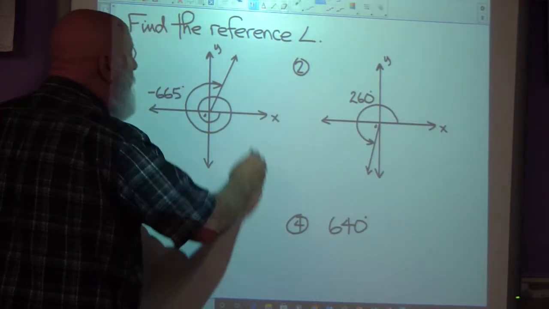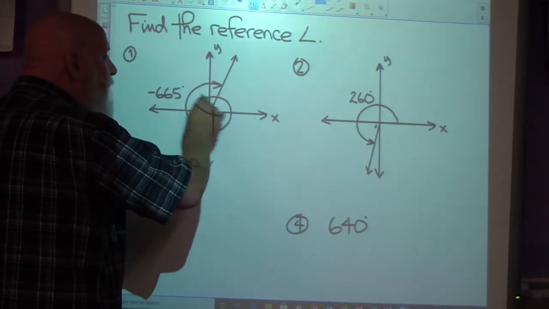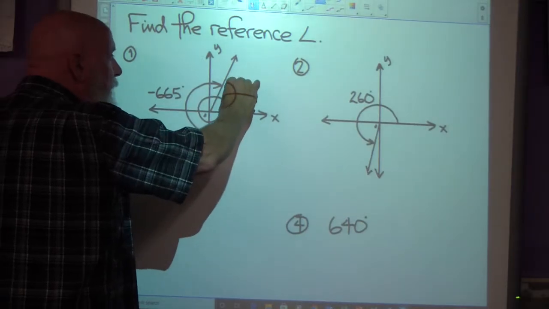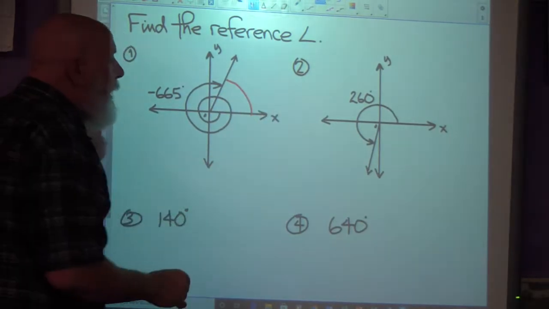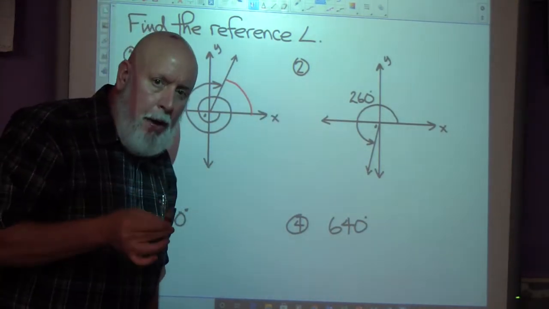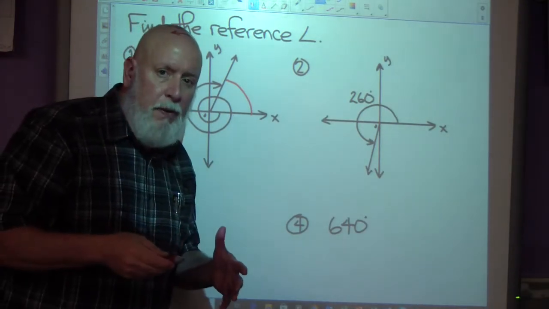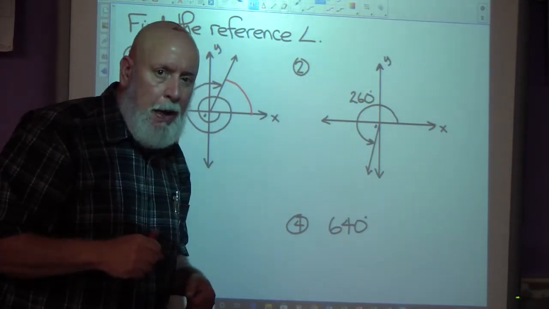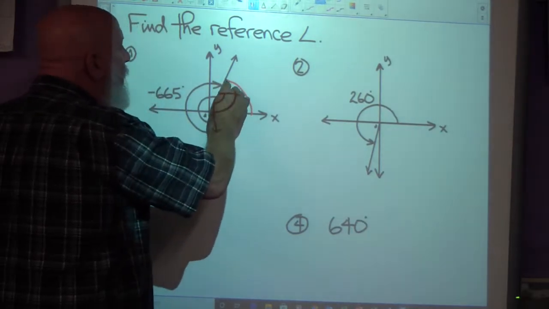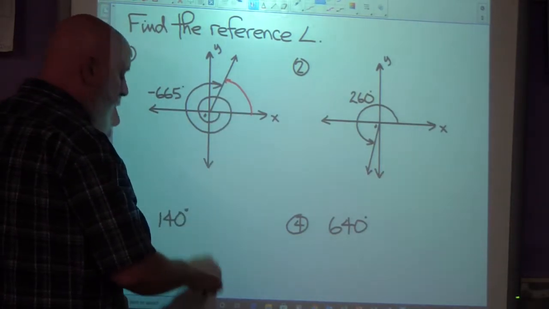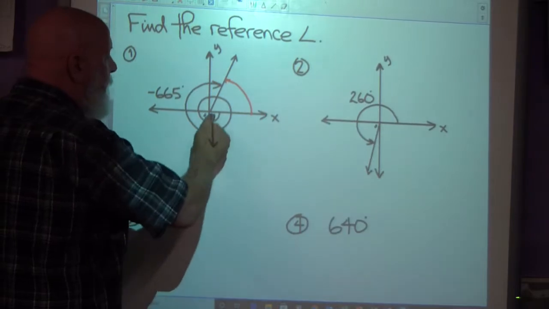So I want to know if this is negative 665 degrees, what would this angle be? And it's going to be positive. We don't use a negative reference angle. Our reference angle will always be a positive value. Okay? So I want this angle right here. So let's figure out what it has to be.